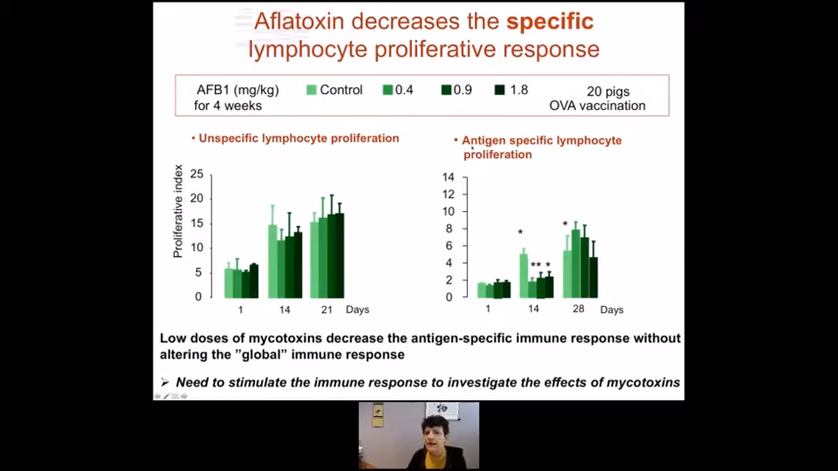But when we stimulate the lymphocytes with the antigen that we use in the vaccine, you clearly see, especially after 2 weeks, that the animals receiving the control feed respond really well. By contrast, the animals receiving the contaminated feed didn't respond that well. So it indicates that low doses of mycotoxin decrease the antigen-specific immune response without altering the global immune response. So really, to see an effect of mycotoxin on the immune system, we need to stimulate the immune system.